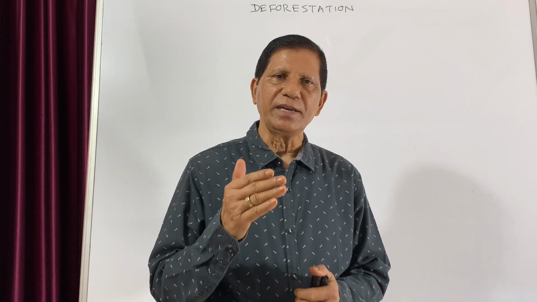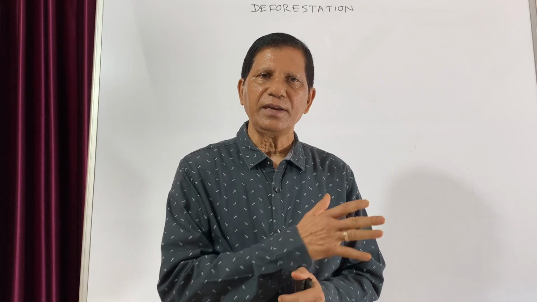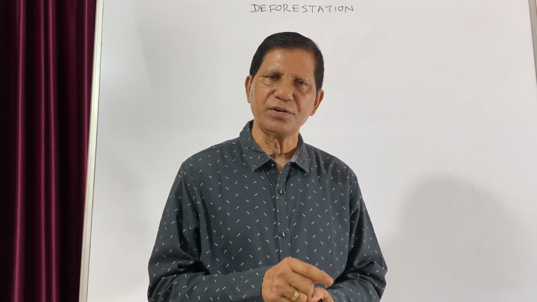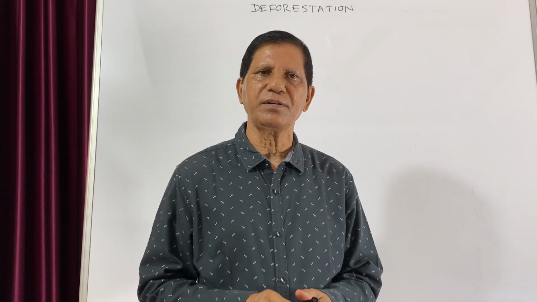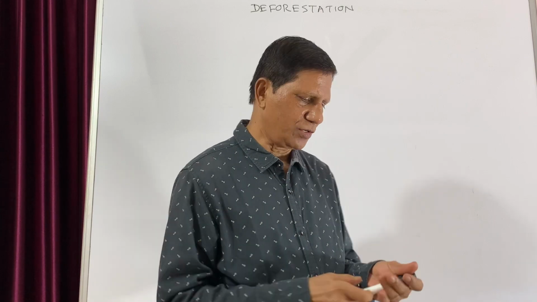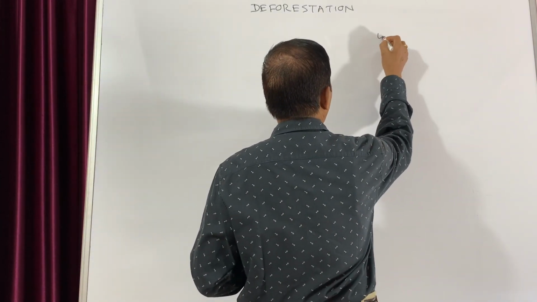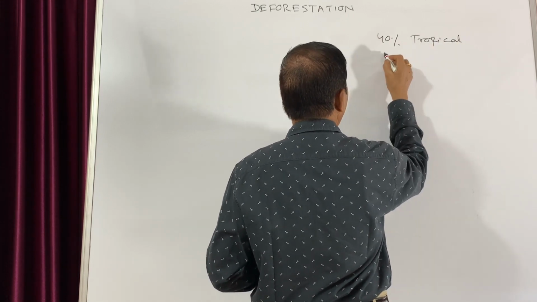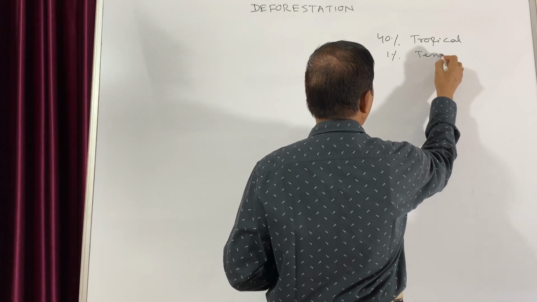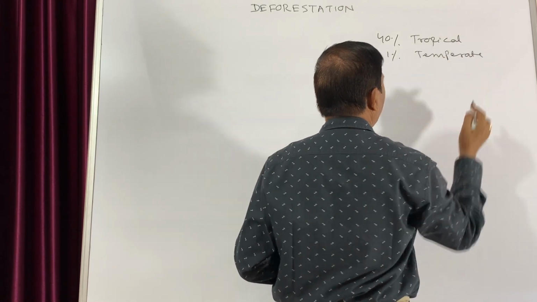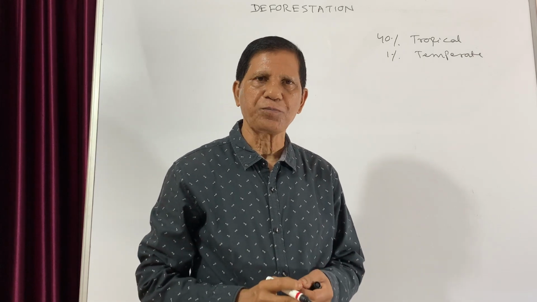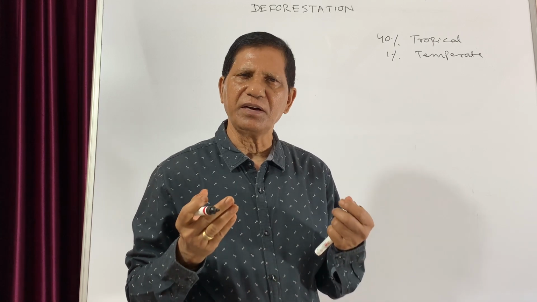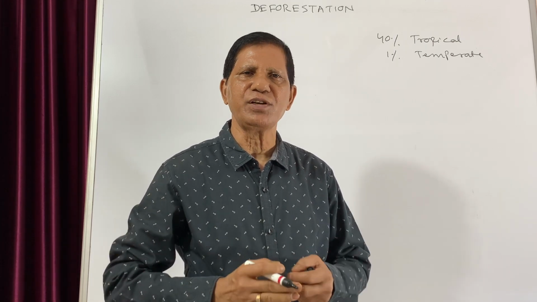Now, it has been estimated that in the last few years 40% of the tropical forest and 1% in the temperate region have been lost. 40% in tropical areas and 1% in temperate areas, the forests have been lost. And coming to India, the situation is very dim and very grave.